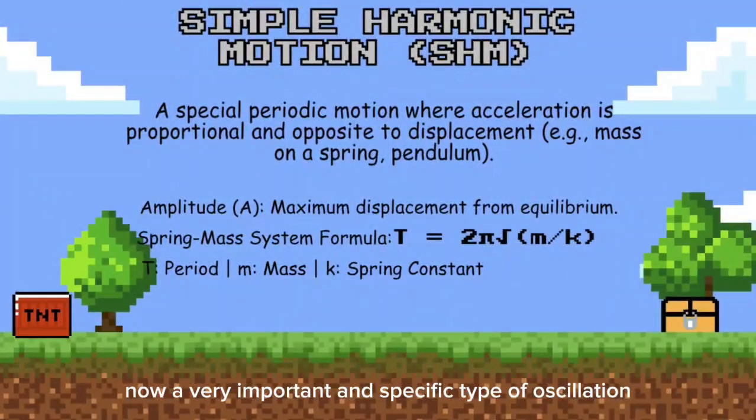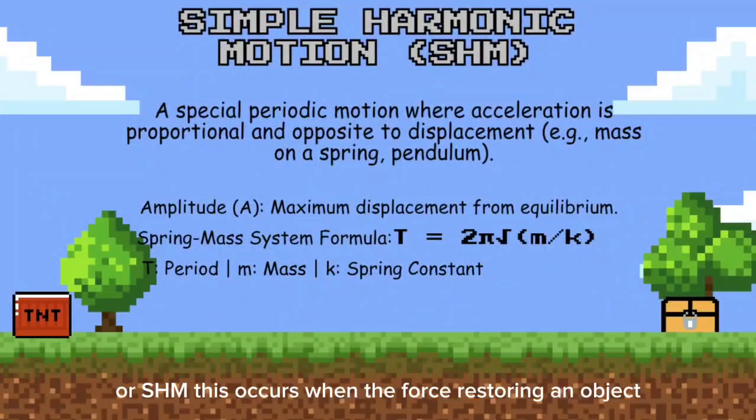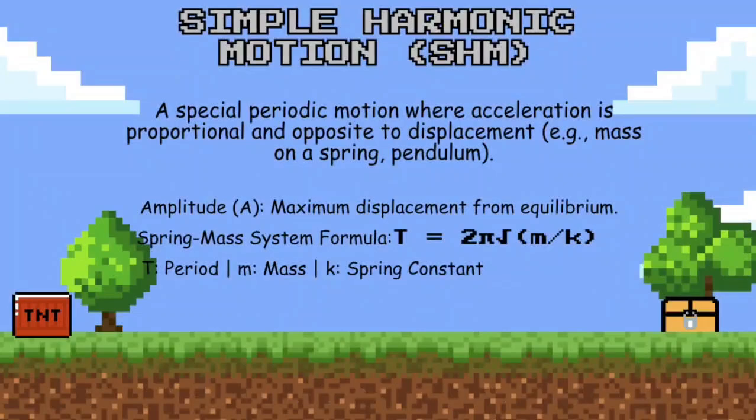Now, a very important and specific type of oscillation is called simple harmonic motion, or SHM. This occurs when the force restoring an object to its center is proportional to its displacement. A mass bouncing on a perfect spring is the classic example.